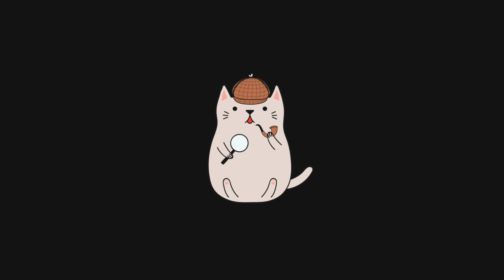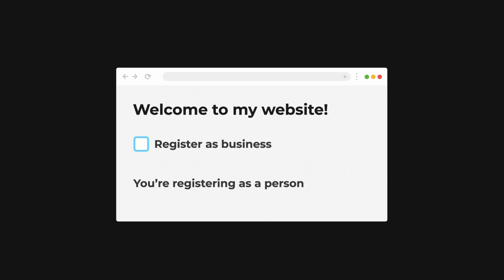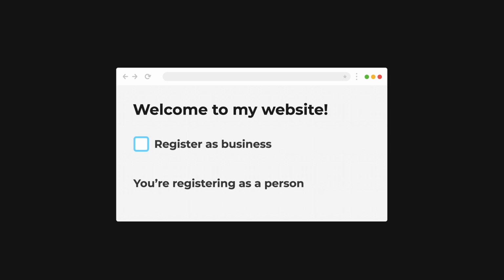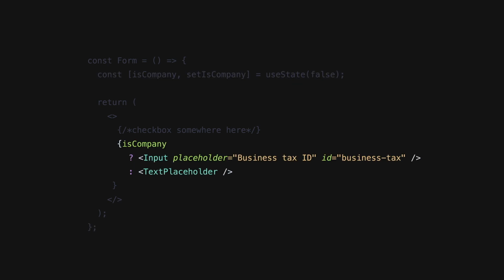Let's start with a little mystery. Imagine you're rendering a component conditionally. If state is true, render this, otherwise render that. For example, this pretty form. I want to show tax ID input for businesses registered on my website. If I check that checkbox, the field will show up, uncheck it, it disappears again. The code will look something like this: simple state and simple condition.